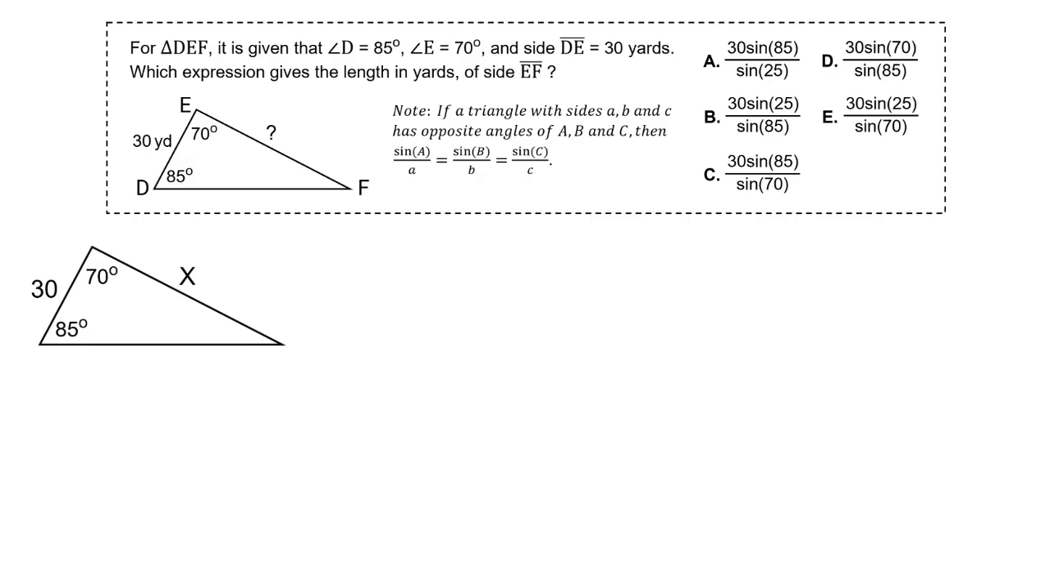Looking at the problem, right now we do not have an angle-side pair. We don't know at least an angle and its opposite side already, but we can make one. Recall that the angles of a triangle have to add up to 180. So I can actually find angle F, this angle right here. Angle F is going to equal 180 minus the two angles, and that will give us 25 degrees. So now I know that this angle is 25 degrees, and now we have our angle-side pair.